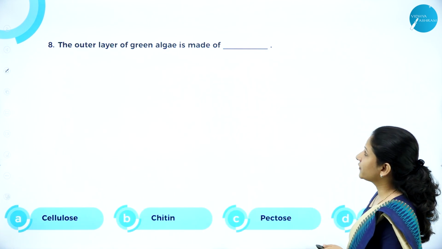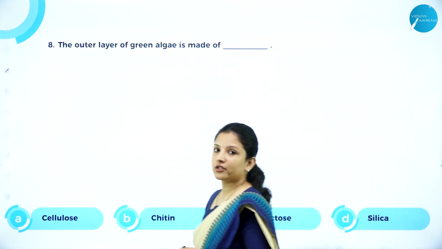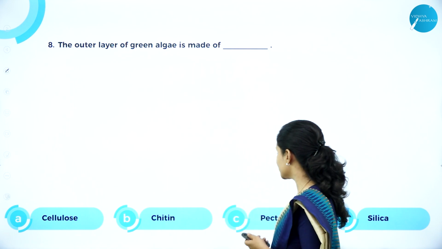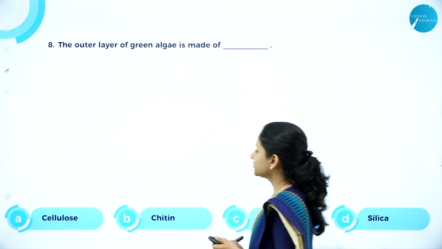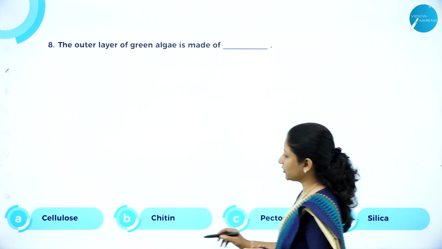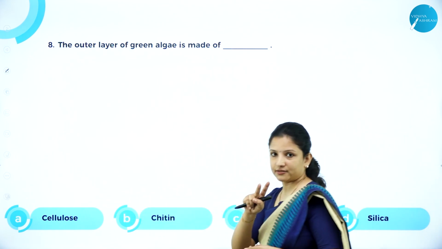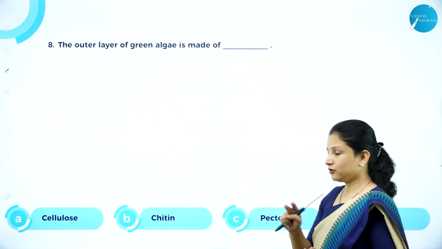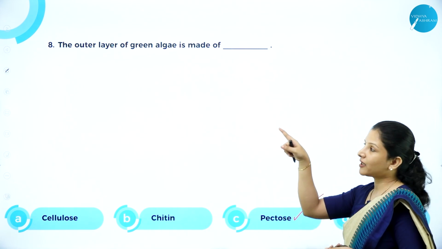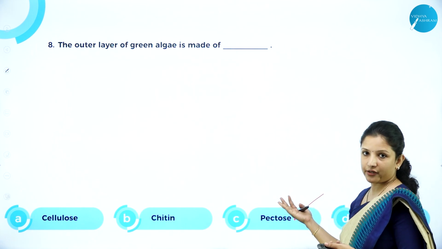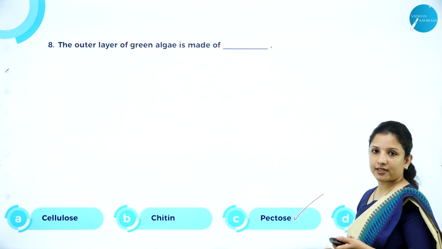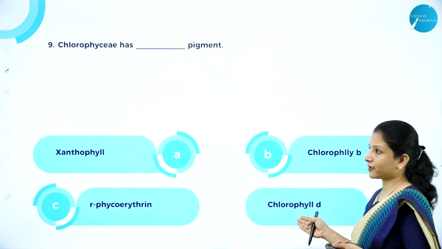The outer layer of green algae is made of, I told you green algae has two coverings, right? So the outer layer is made of, is it cellulose, chitin, pectose or silica? So the outer layer is made of pectose. Why pectose? Because the wall is made up of two layers. Inner layer is cellulose. So therefore outer layer is pectose. So understand the question. They can ask the inner layer of green algae is made of, and the answer will be cellulose. But here the question is the outer layer of green algae is made of. So therefore the answer is pectose here.